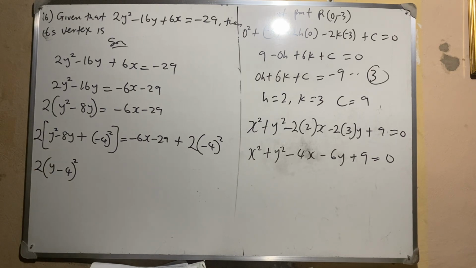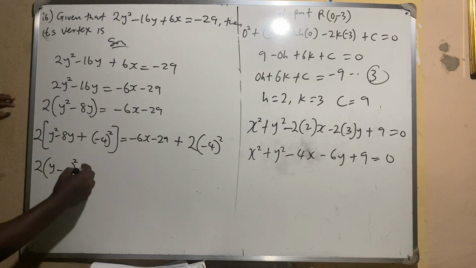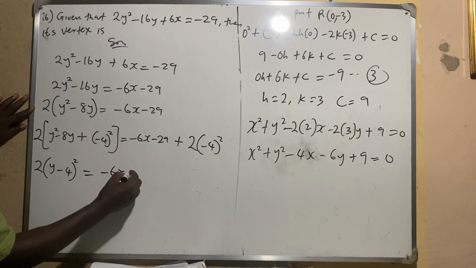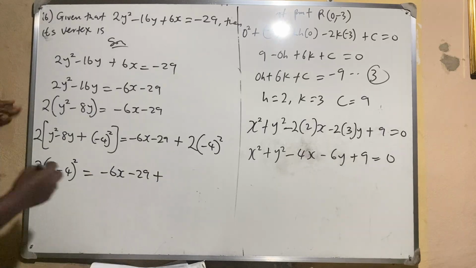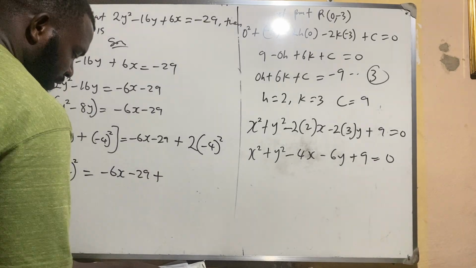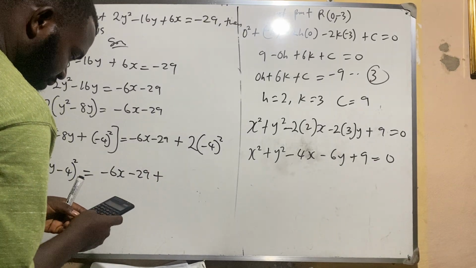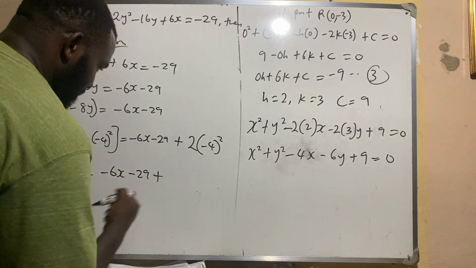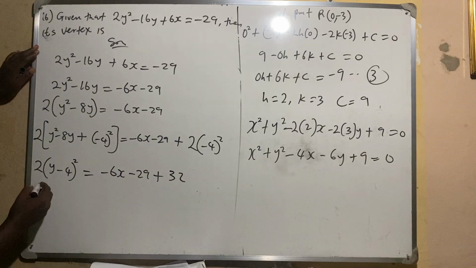Then throw away this one. Okay, if you open this one will still come back. So it's equal to what? Minus 6x minus 29 plus 16 plus 2 is 32. 16 times 2, sorry, is 32. So I'm having 32.